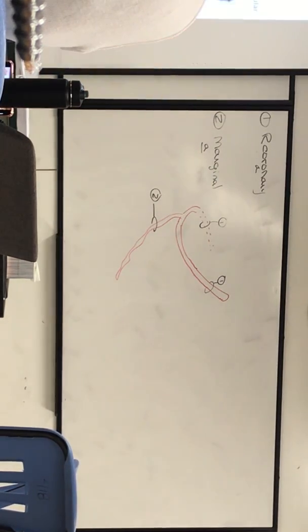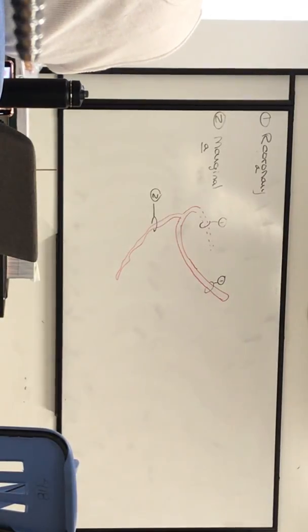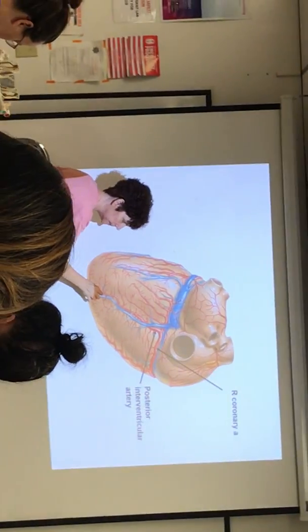Then on the posterior aspect, the right coronary artery ends at this groove between the left ventricle and the right ventricle. When you turn the heart around, you'll see it make a right angle bend.